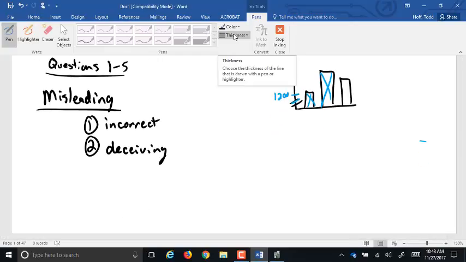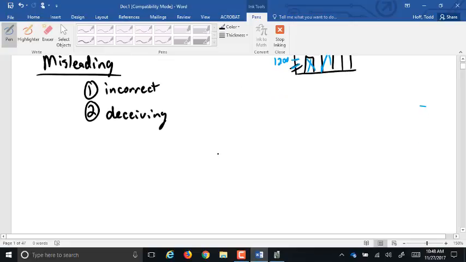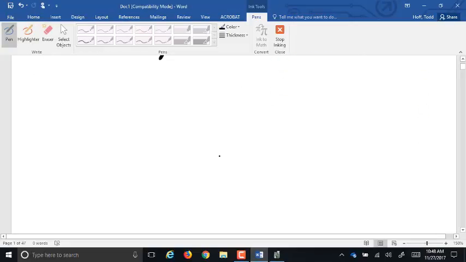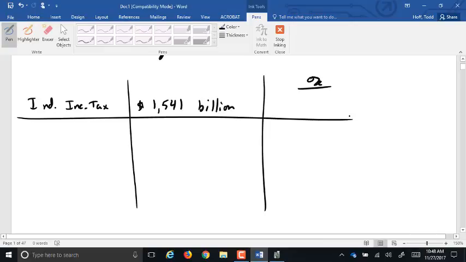Okay, the real problem-solving question on this one is question number 3. You're given a table with certain amounts of information and a bunch of missing pieces of information. For example, for the first one, individual income tax, it tells you that it is $1,541 billion. But it doesn't give you the percentage. As we go down for payroll or FICA taxes, it gives you nothing.